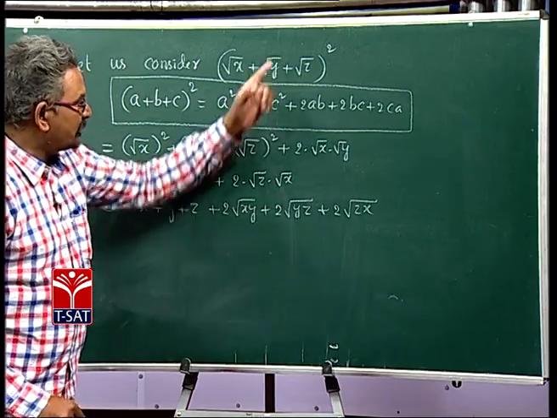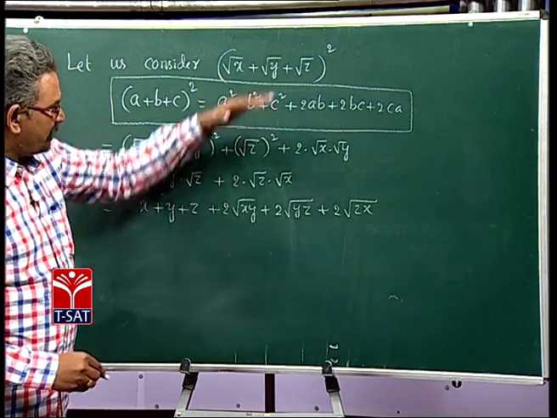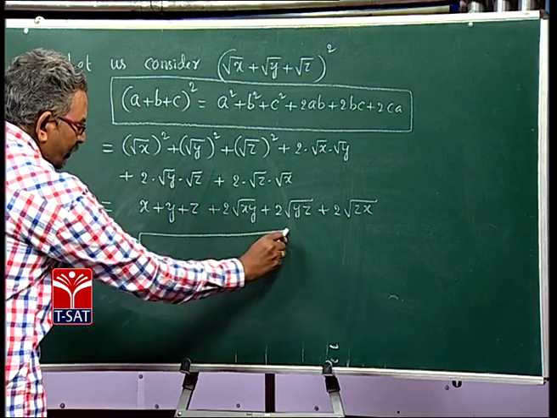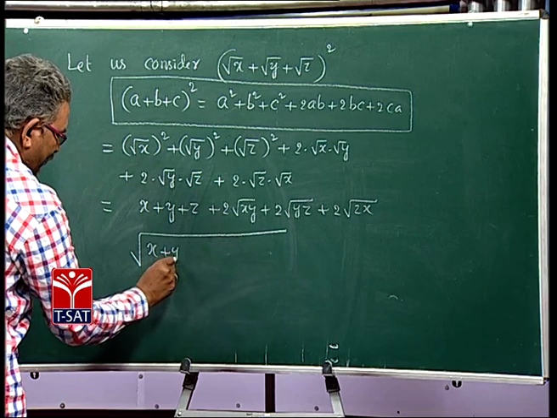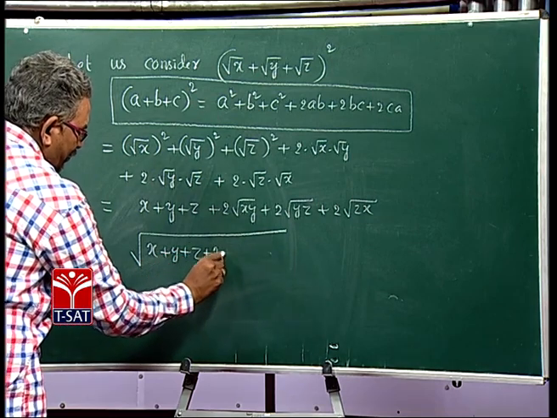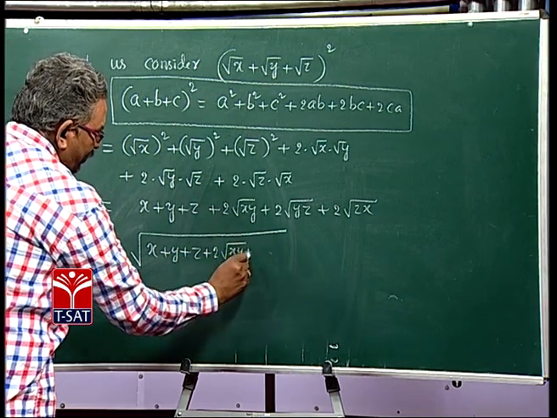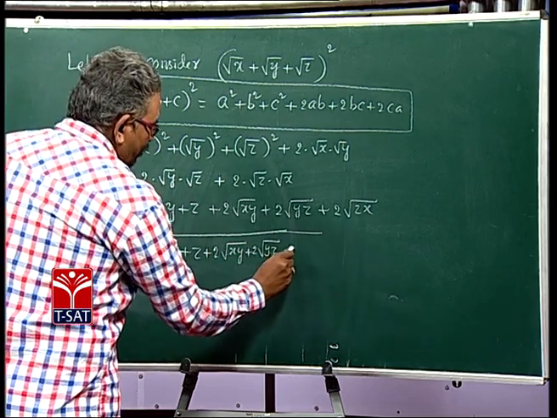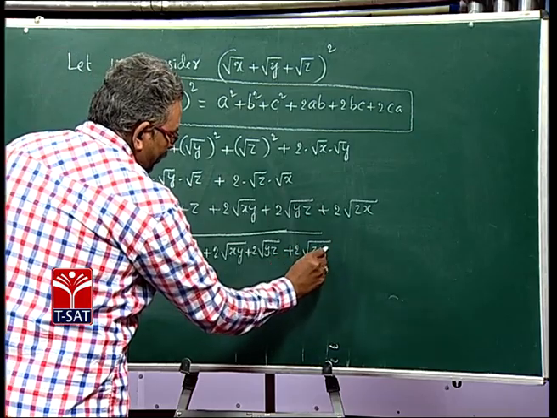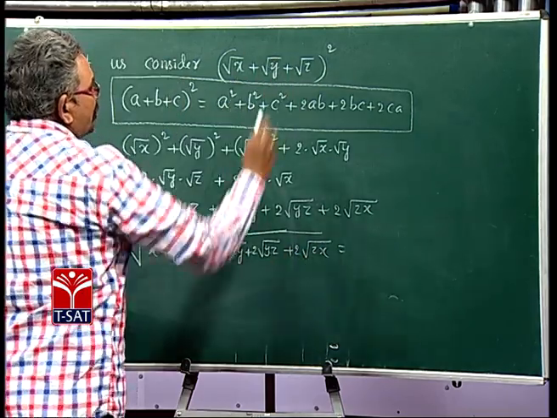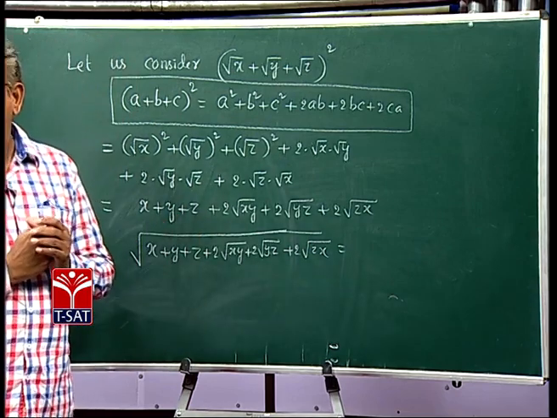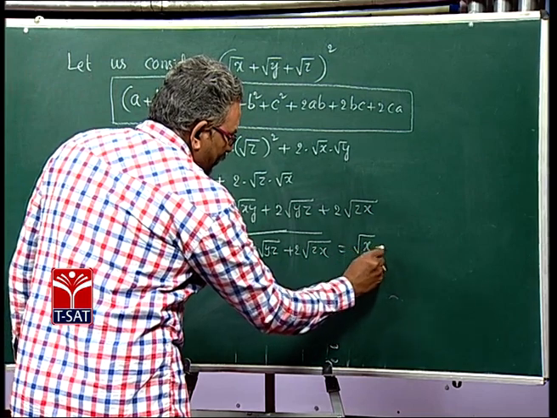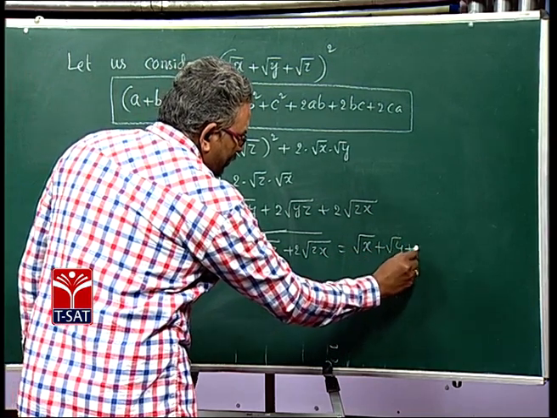What is the converse of this statement? Converse of this statement is root over x plus y plus z plus 2 root xy plus 2 root yz plus 2 root zx equal to square root of this one. We have to consider positive square root only, that is root x plus root y plus root z.